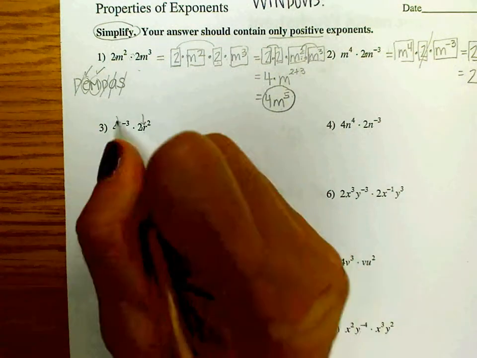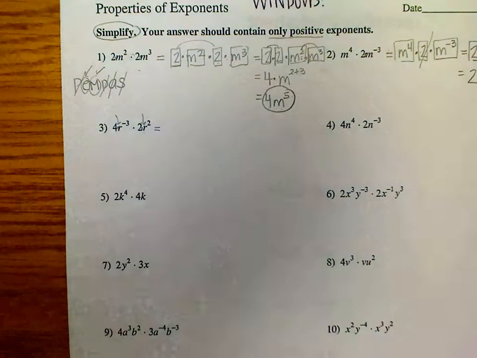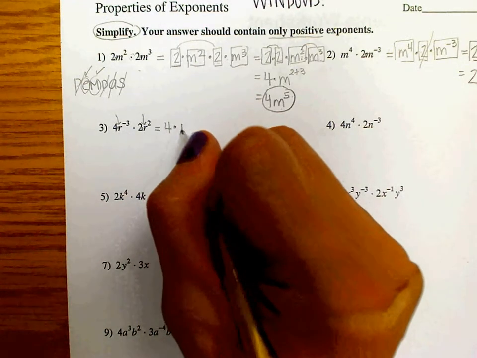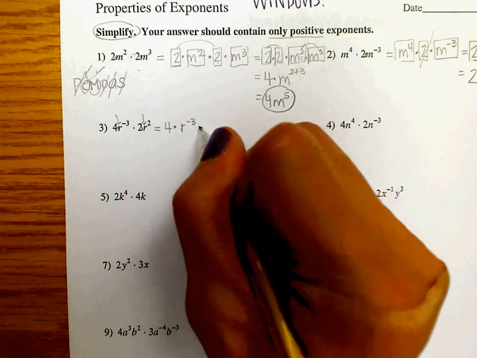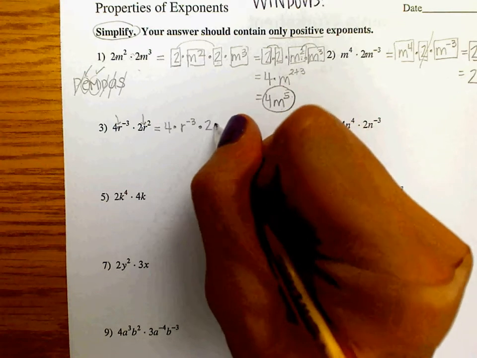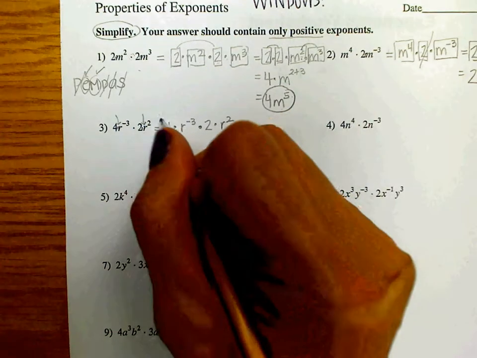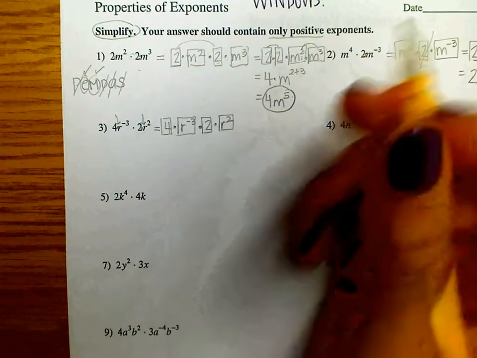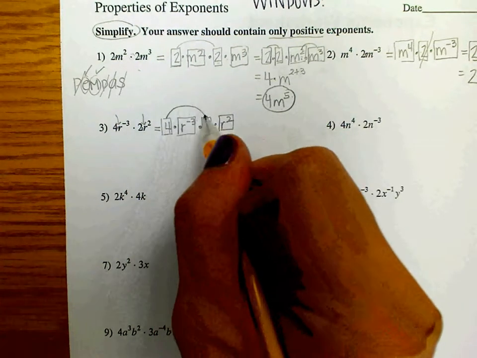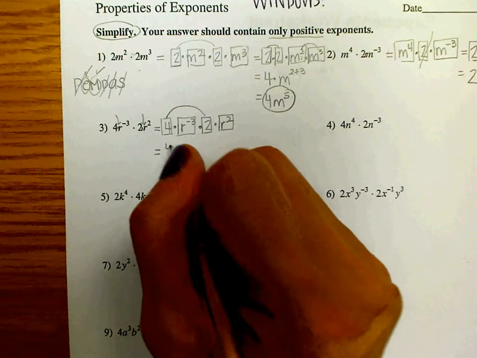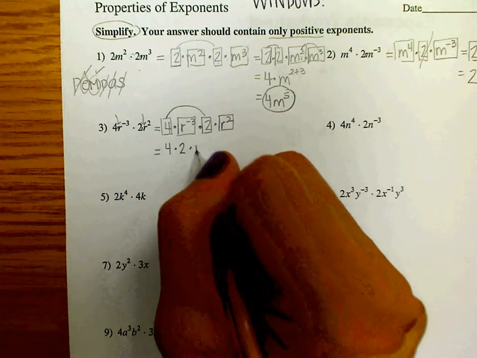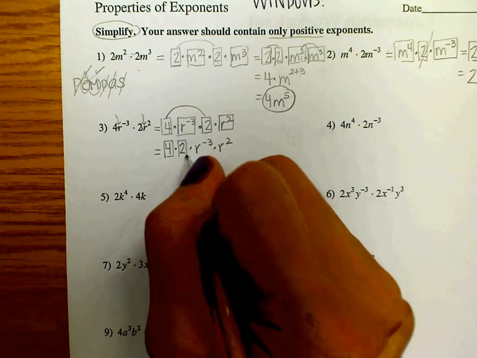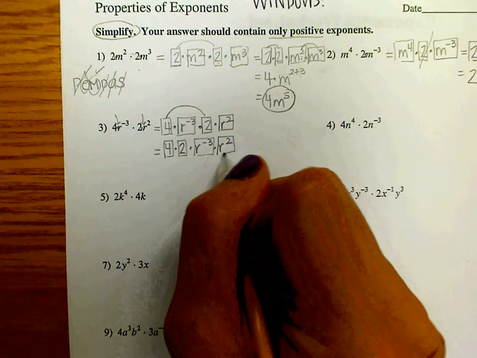So I'm going to rewrite this with all the multiplication symbols. So we have a 4, then a times, r to the negative third, then a times, 2, then another times, and then r squared. That gives me room to make my windows. Now if you can see, I can put 4 times 2 together. Now if you want to write it together and then put the r to the negative 3 and r to the second together, you're welcome to do that. If you want to skip that step and you can already see that they're going to multiply, you can.